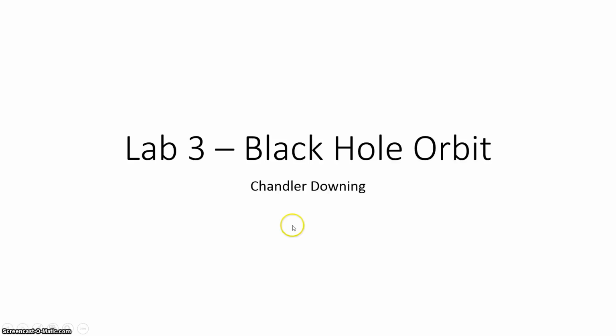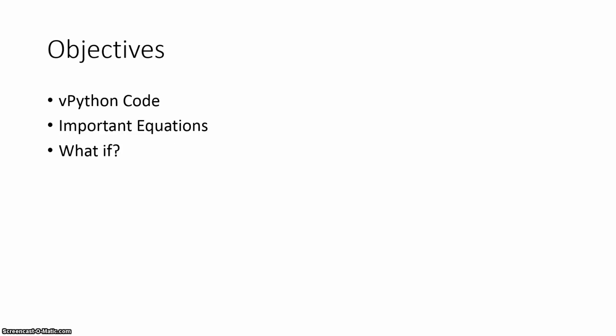Alright, so the point of this lab was to change some code that we were given in order to find the mass of a black hole. But before we get into that, I'm going to go over some of the objectives and what I'm going to do in this presentation. So the first thing I'm going to do is show some of the Python code. I'm not going to show all of it because that'll take a really long time. Show some important equations, and then I'm going to address the what if question and some other questions that are brought up, and also the what does this mean question later on in the presentation.